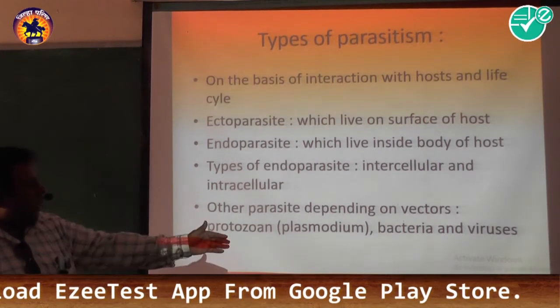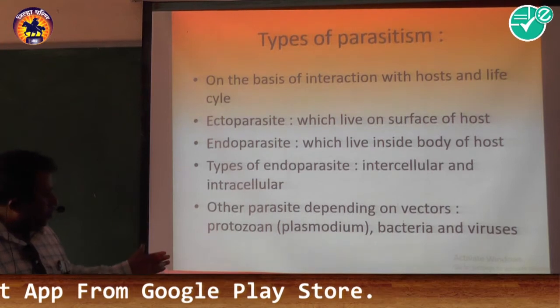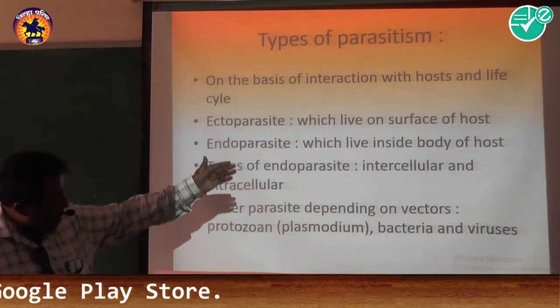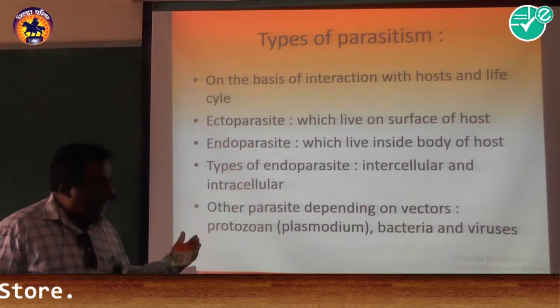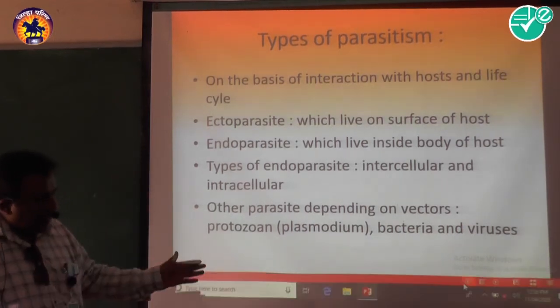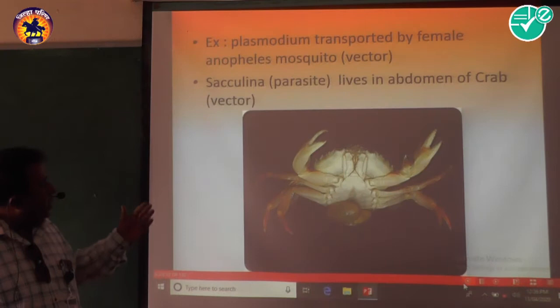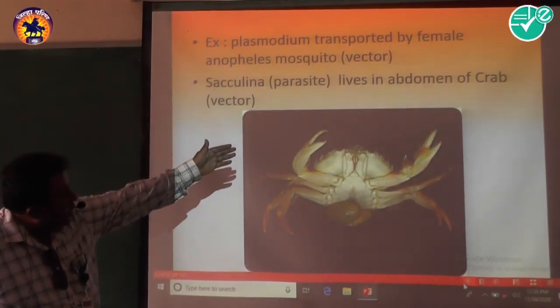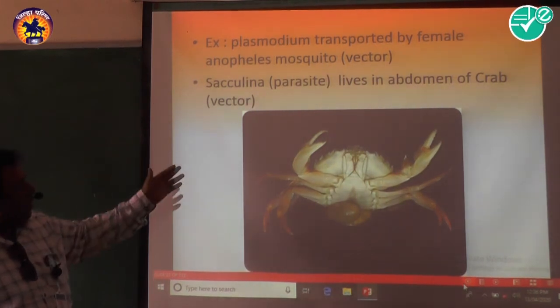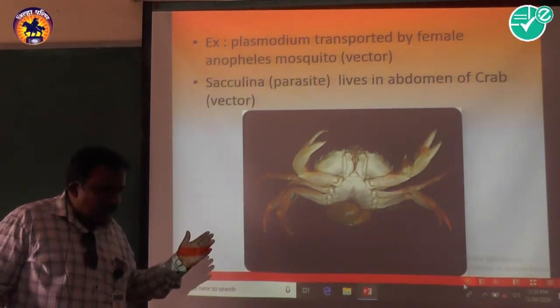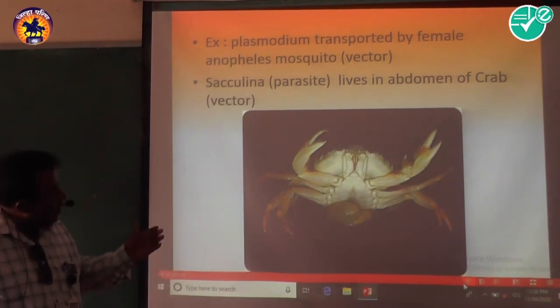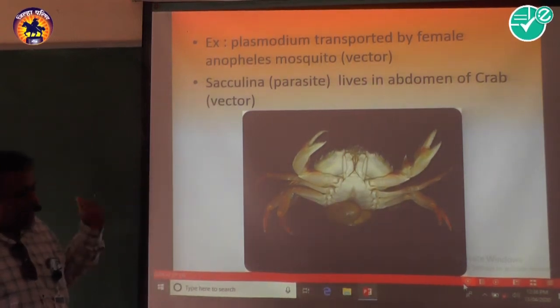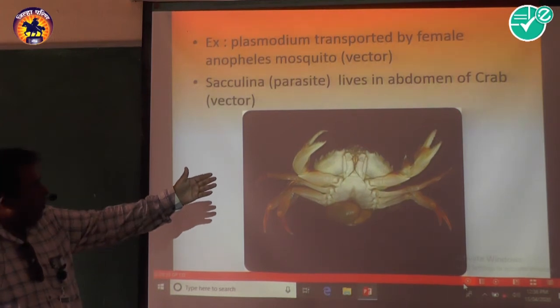Other parasites, depending on the vectors, like the protozoans, plasmodium, bacteria and viruses, are present inside the body of the host. An example is the plasmodium transported by the female Anopheles mosquito. The female Anopheles mosquito is the vector and transmits the Plasmodium vivax from the vector to the human being.